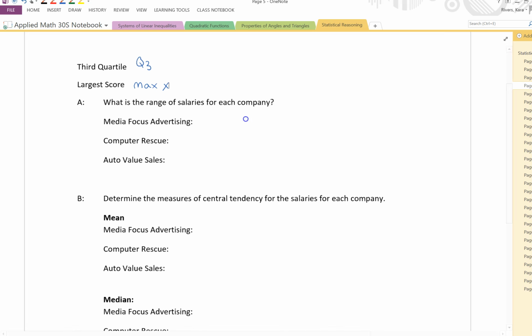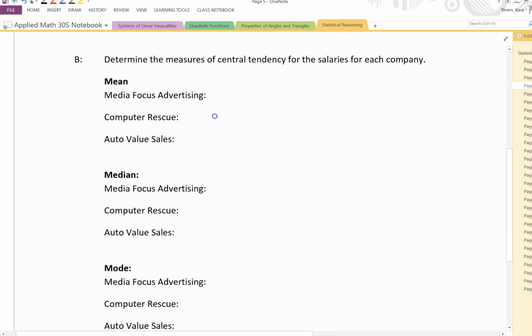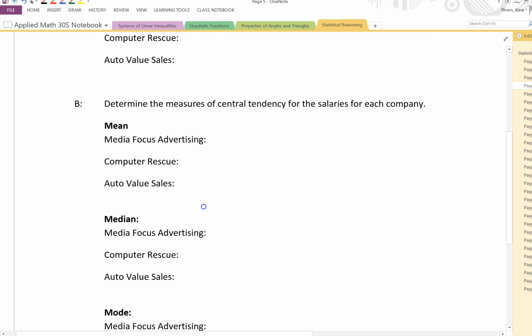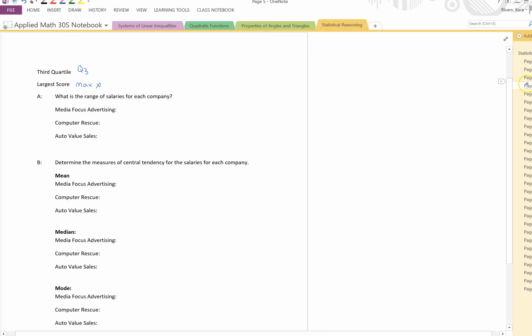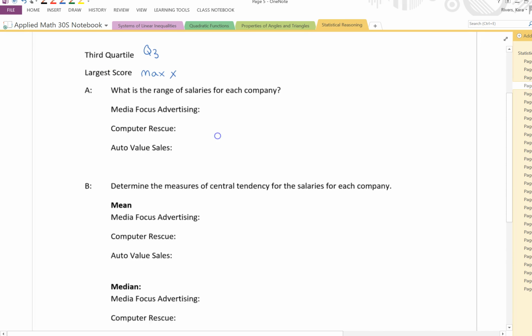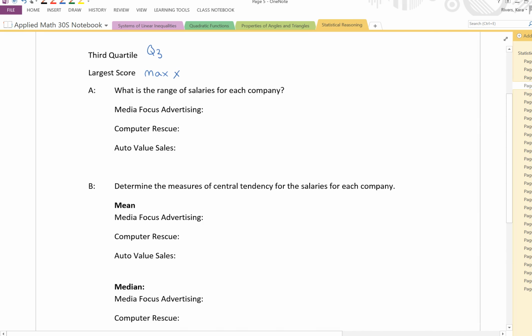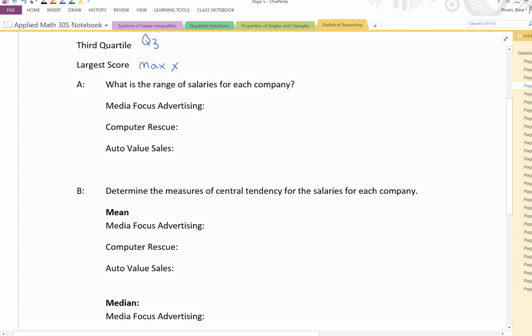Now, the questions here, A, B, and C, right? Or just A and B. Is there C? Just an A and B. So for A and B, it says, what is the range of salaries for each company? Okay, well, we can't do each company right now. We can do the company for list 1. Okay, we'll just do that first company, Media Focus Advertising. Then we're going to do this all over again for list 2, and then all over again for list 3.